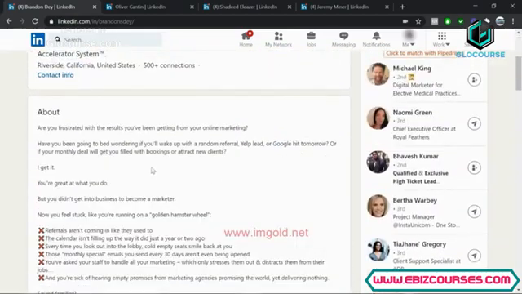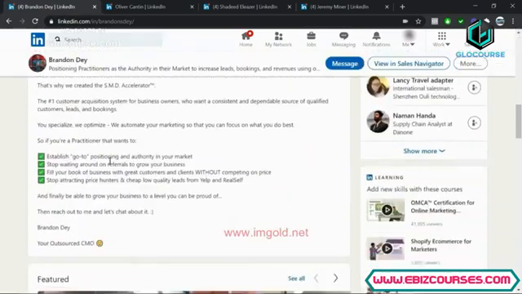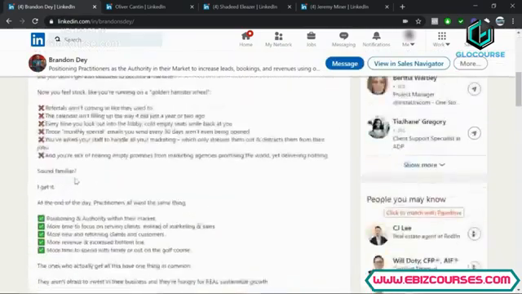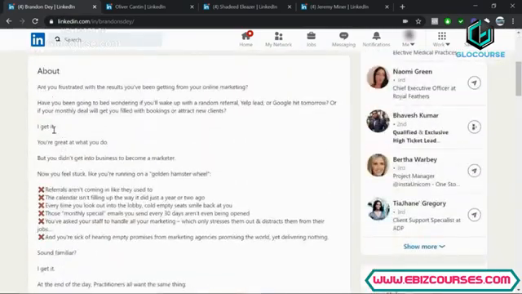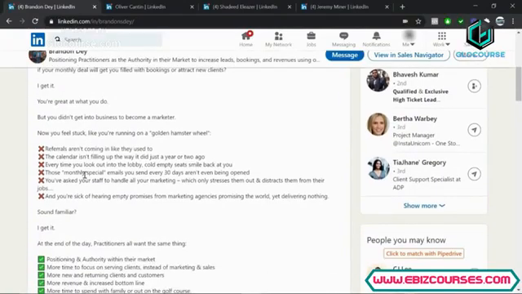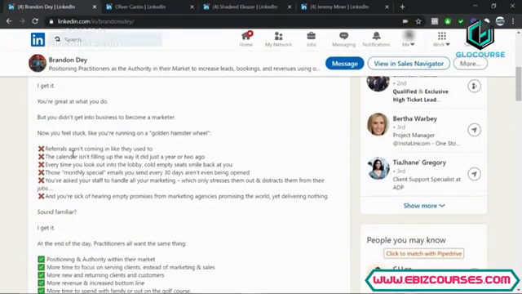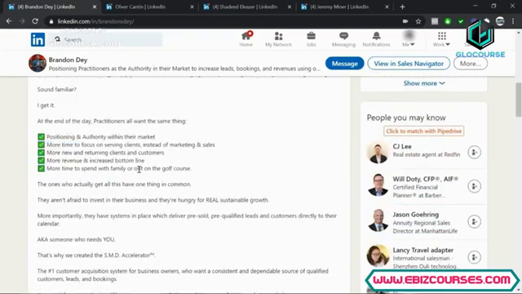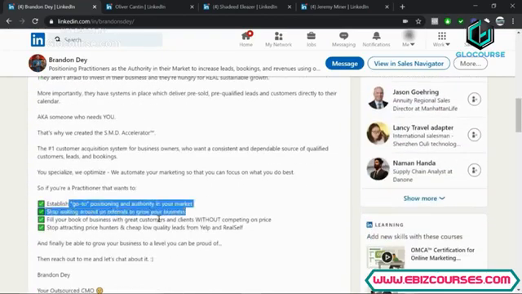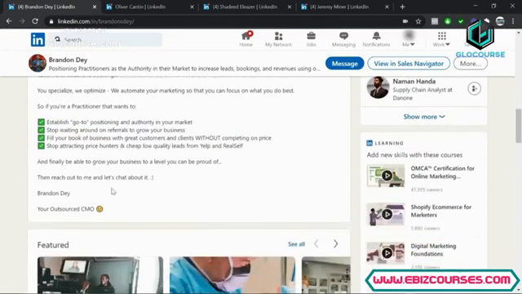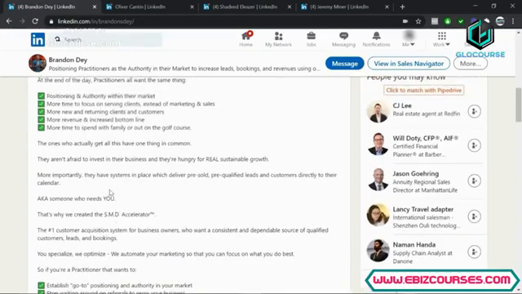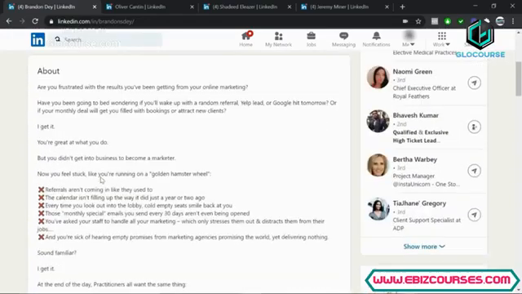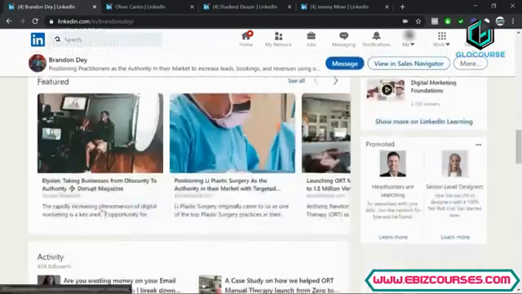If you check out his about section, again, this is like a mini sales letter. I'm not going to read it out for you, but it basically hits all the pain points and tells them where they're stuck. This is the problems that they're facing. This is what they want to have. This is how he can help them. And then he has a CTA: reach out to me and let's chat about it. This is excellent. You want to write an about section like this.